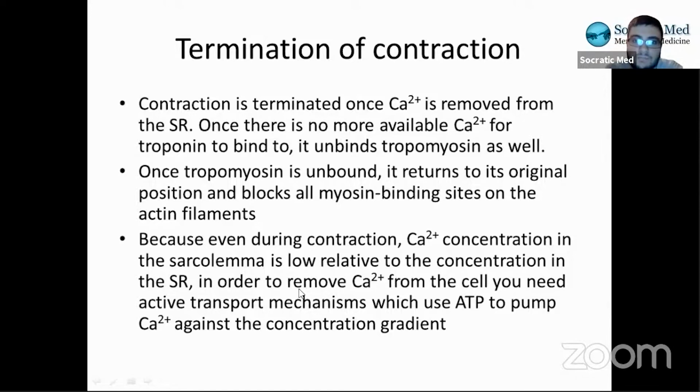Technically, troponin has 3 binding sites: one for calcium, one for tropomyosin, and then another binding site, the I site. But that's beyond the scope of the MCAT. Some of you may remember it if you took a biochemistry class, or any other advanced cell biology class, but that's beyond the scope of the MCAT.